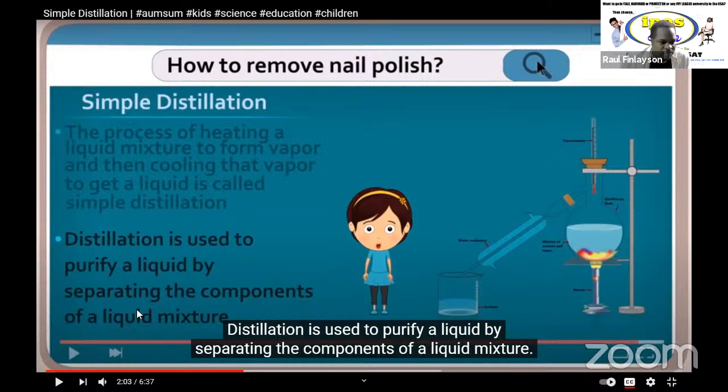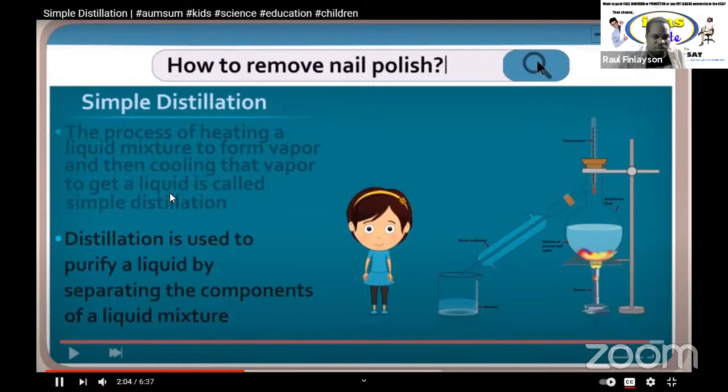So looking at the screen though, it says here it's used to purify a liquid by separating the components. Let's see a little bit more on how that is done. All right, so let's continue. With mixture.